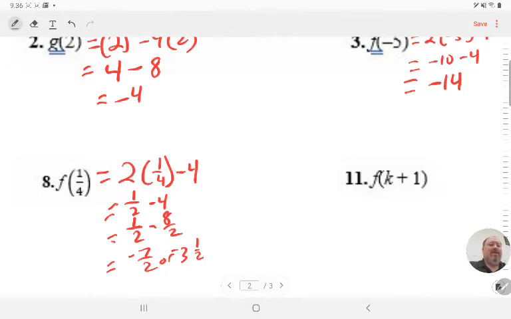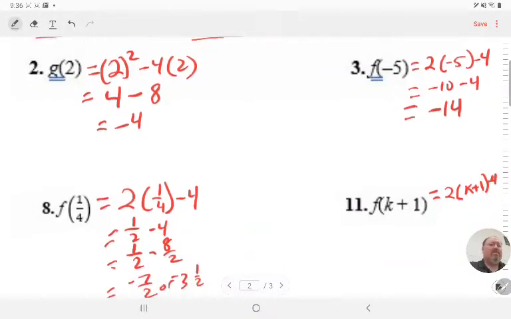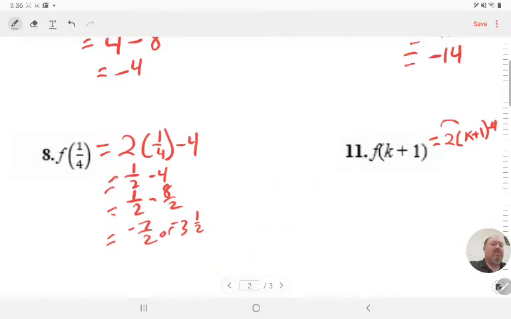All right. And then on this one, it's a little bit different because it's k plus 1, but it's worked the same way. So this would equal 2 times, anywhere there's an x, we're going to put k plus 1, minus 4. And then you distribute. So 2 times k is 2k. 2 times 1 is 2, minus 4. Combine my like terms, 2k minus 2. And that would be my answer.